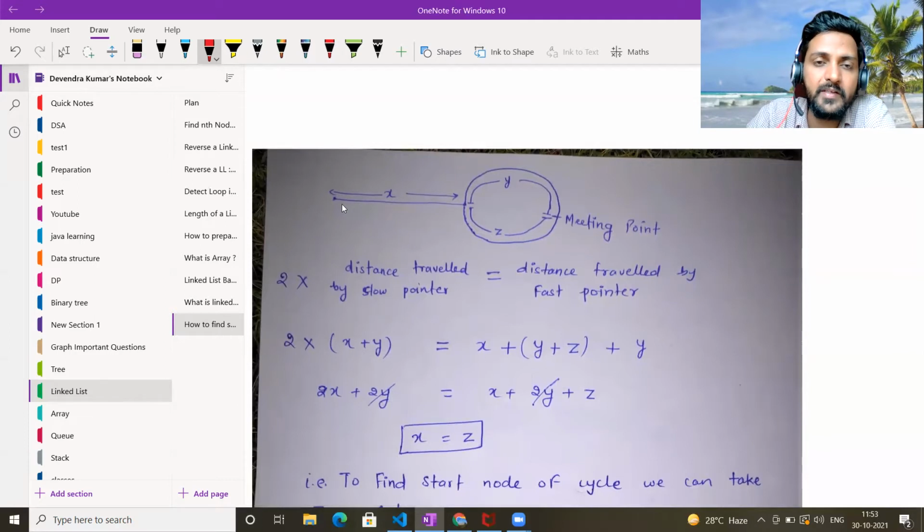Okay, this is our linked list. So this point is your head node. Okay, you are starting from here and your slow and fast pointer will meet in between the cycle somewhere. Let's say this point is known as the meeting point.